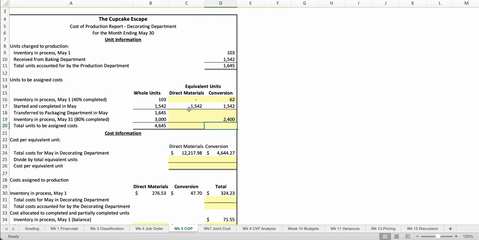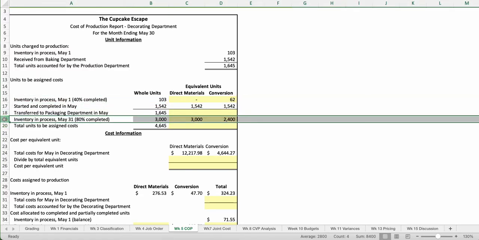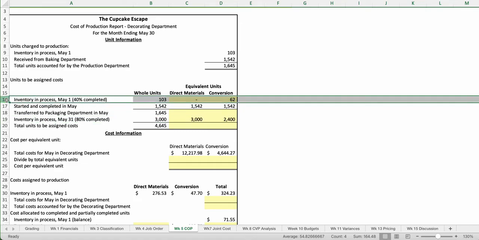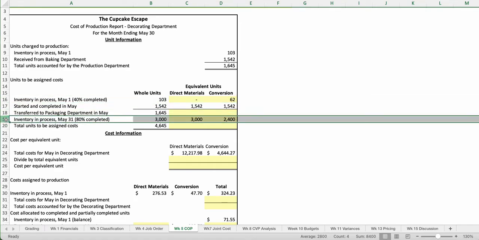Now, I mentioned up here that all direct materials are considered to be added as soon as the product has been started, right? So I'm going to pull that 3,000 units over into my direct materials. These are the 2 lines that if anyone's going to get something wrong, it's normally in these 2 lines. So these are the 2 lines that typically create the most confusion.